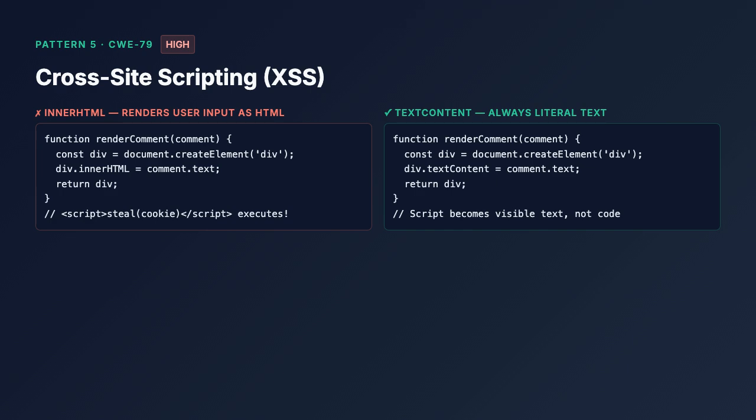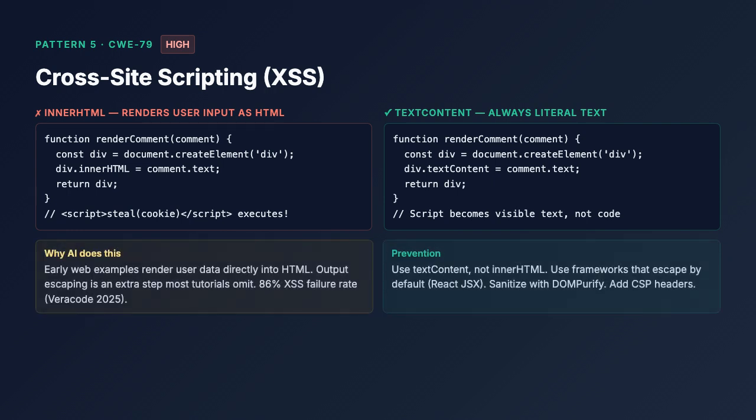In React, JSX escapes automatically, so avoid dangerouslySetInnerHTML with user content. Why does AI produce this? Early web examples render user data directly into HTML. Output escaping is an extra step most tutorials omit. Veracode measured an 86% failure rate for XSS tasks. To prevent this, use textContent, not innerHTML, for user-supplied text. Use frameworks that escape by default, like React JSX. Never use dangerouslySetInnerHTML with user-controlled content.